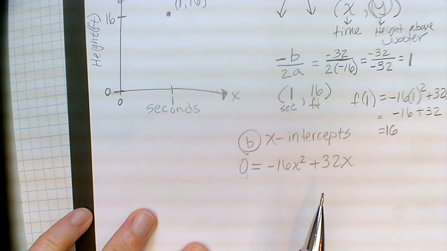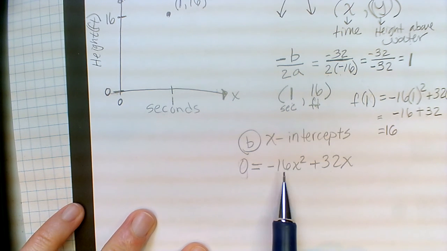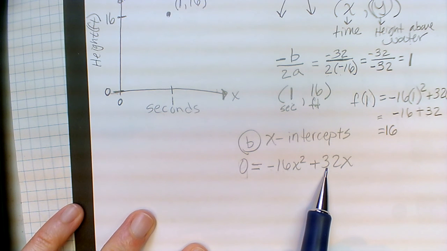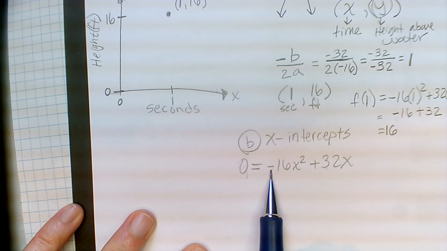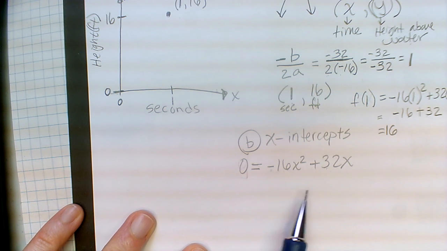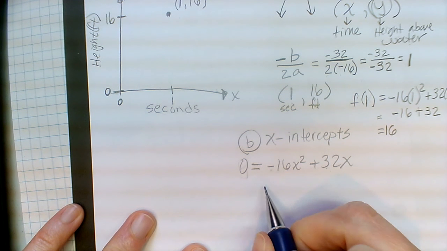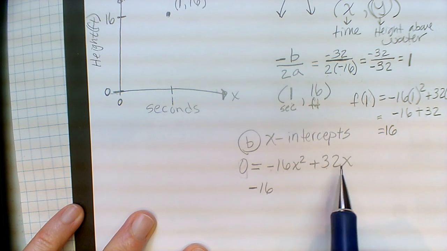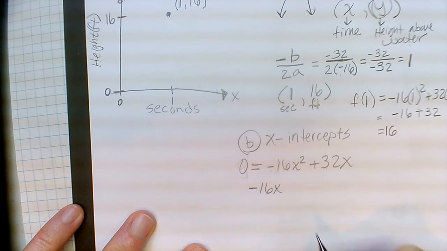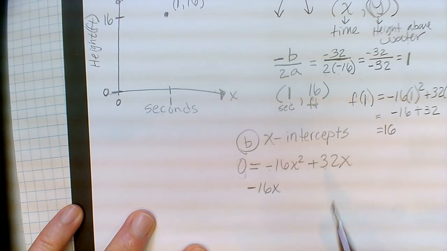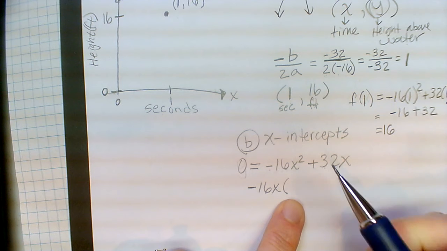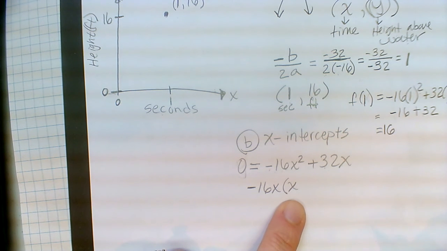Okay? First thing, look for a GCF. So I've got a negative 16 and I have a 32, right? Greatest common factor would be 16. And I'm actually going to factor out negative 16. It's going to make it a little bit easier for us as we're doing our factoring. So negative 16, look at that. Both terms have an x, so we're also going to factor out an x.